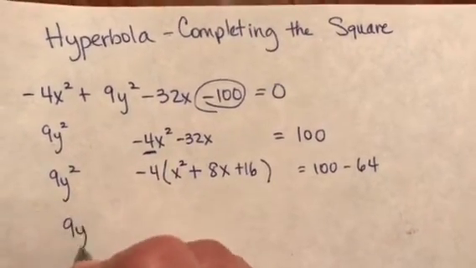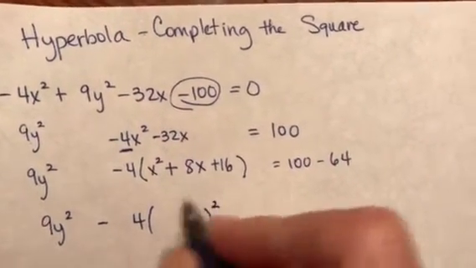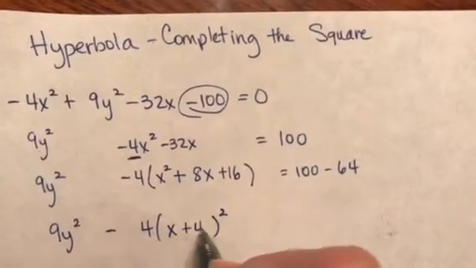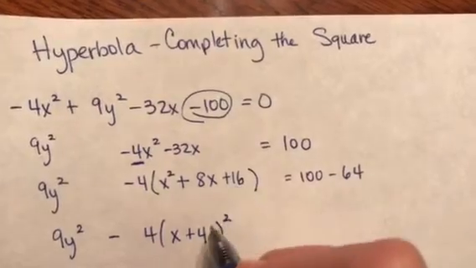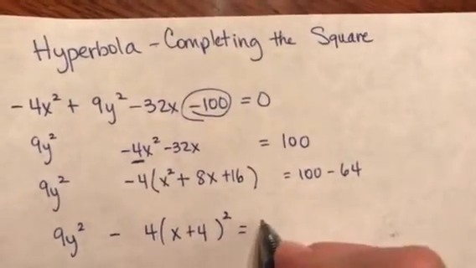So what I have right now is, I want to write this as something squared. Remember, this is x plus 4. The easiest way to do that is half of a positive 8 is a positive 4. Some people like to think, what's the square root of 16? And then just keep that sign the same. And 100 minus 64 is what, 36?